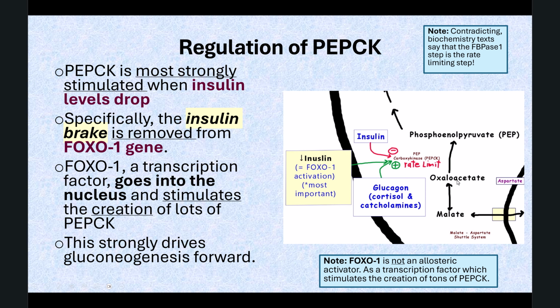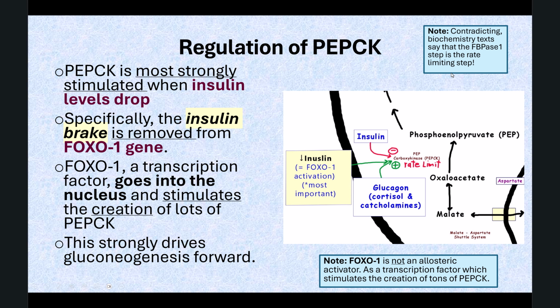And therefore, every little bit of oxaloacetate is morphed into PEP. Normally, without this, you'd have, let's say, 10 oxaloacetates out here, one PepsiK, and one at a time they'd have to get turned into PEP. But now you got like 100 PepsiKs, so they'll all get morphed in, and that's how it speeds things along. So it strongly drives gluconeogenesis. The lack of insulin or the decrease in insulin strongly drives this enzyme by removing the restraints on FOXO1.